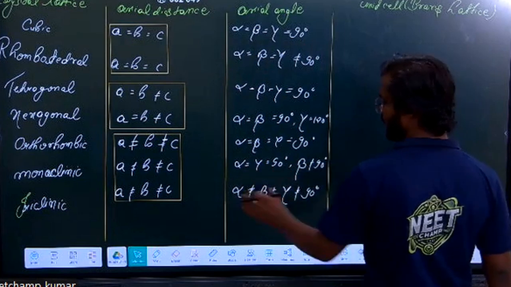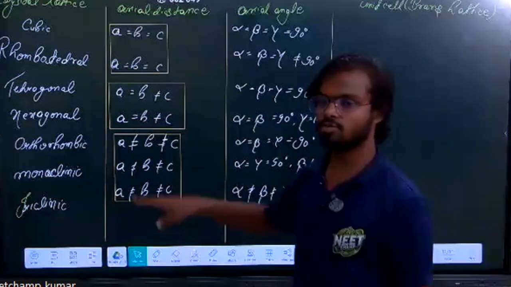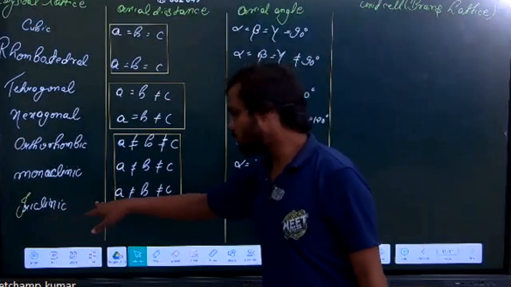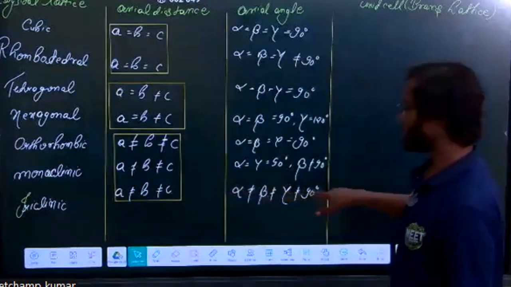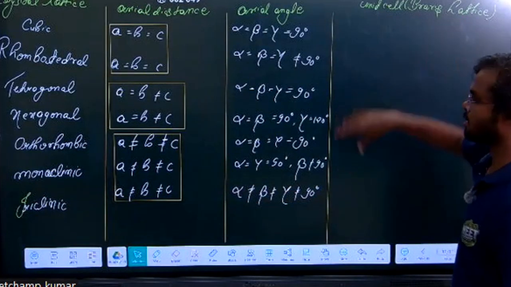The last one is very easy to remember because triclinic is the most unsymmetric structure. You can see all the sides are unequal, all the angles are unequal, and they are not equal to 90 also. So this is the most unsymmetric.